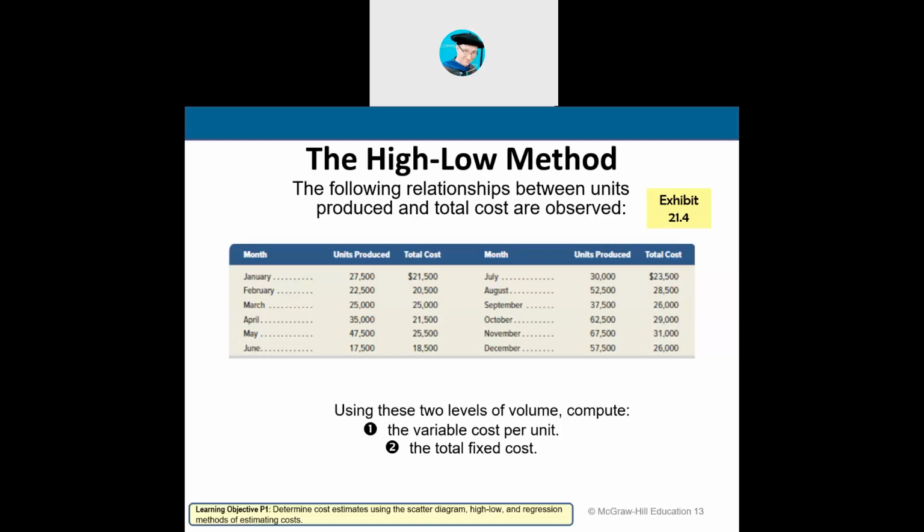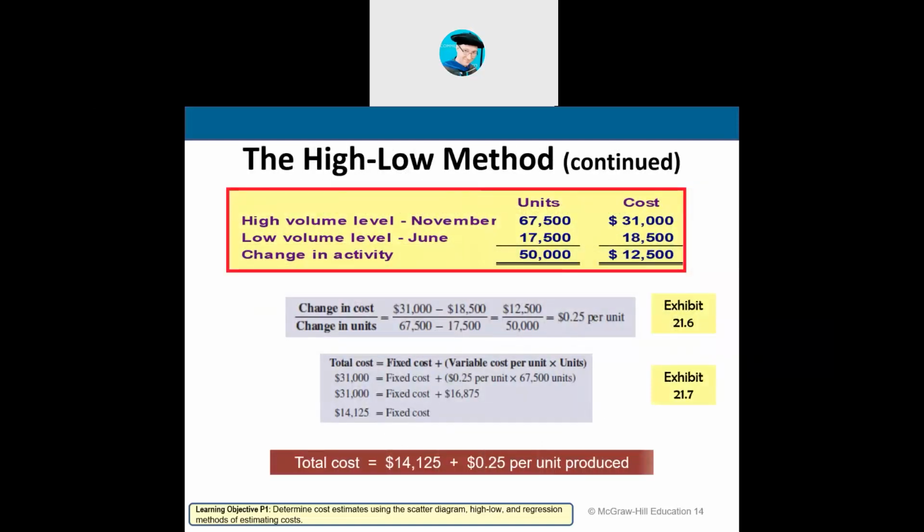Now that we've found the high month and the low month, we can apply the high-low method. There are two steps to this. Step one is we compute the variable cost per unit, and step two is we identify the total fixed cost. So November, the high month, 67,500 units, total cost 31,000. Low, June, 17,500 units, 18,500.